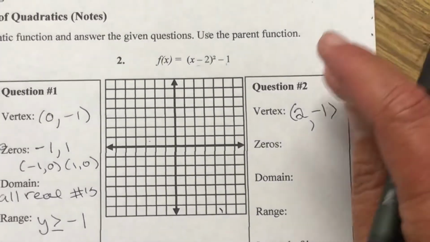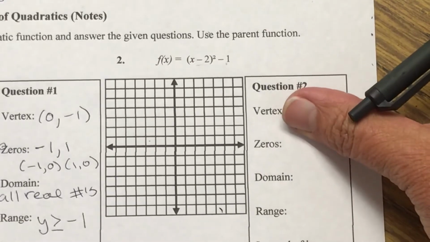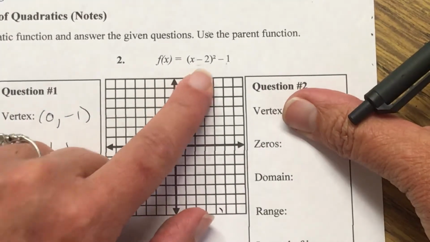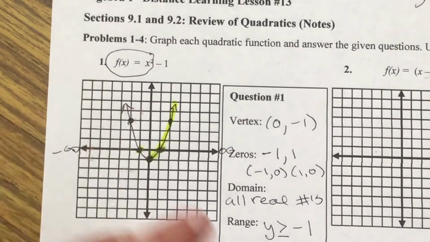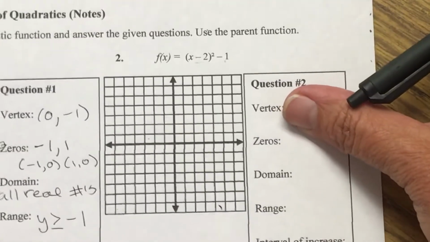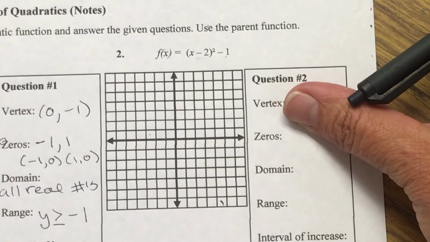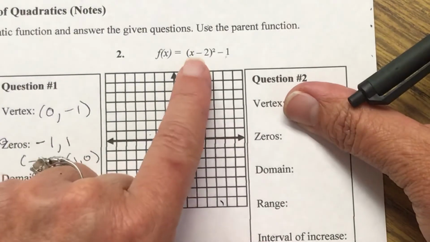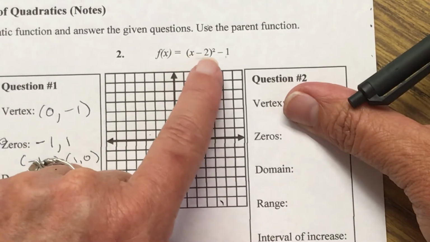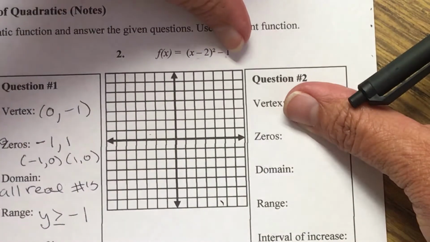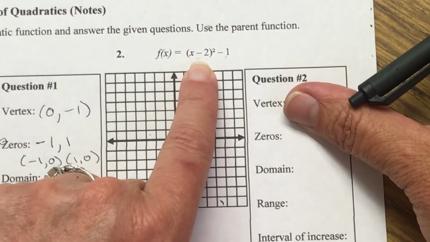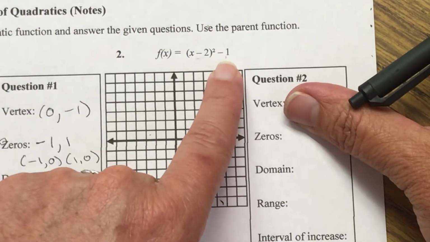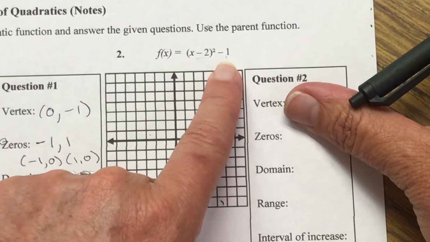We can see that this is of a different form because we have parentheses. Question number 1 did not have those parentheses. So we know we're dealing with something that's slightly different. And this one's called vertex form. That's where we have a horizontal shift and a vertical shift. Horizontal, it's a shift that goes side to side. And a vertical shift is a shift that goes up or down.